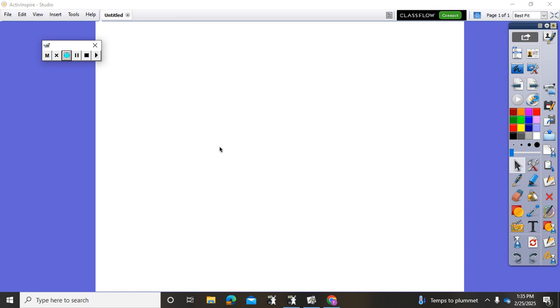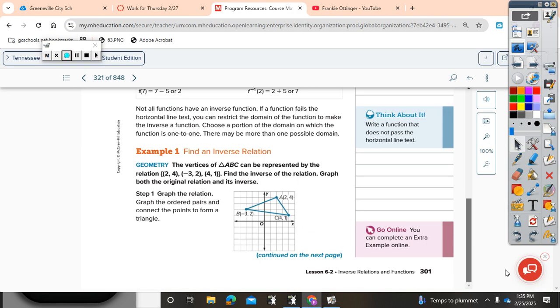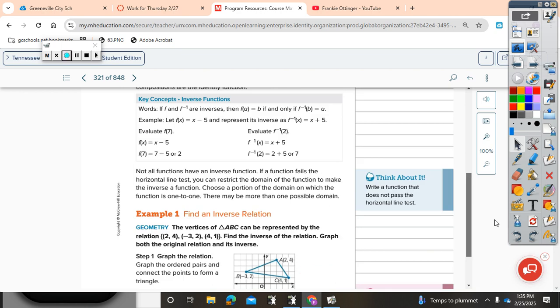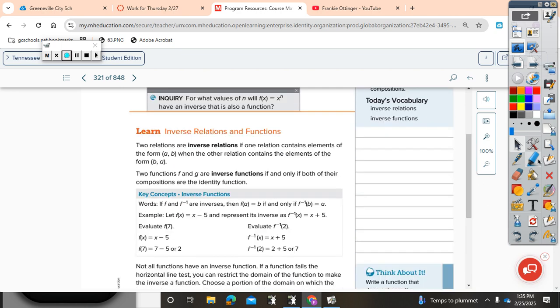Alright, this is Thursday, lesson 6-2. On page 301 is where the lesson will start. I'll probably work all the problems out of the homework section and then assign your homework, but primarily the lesson is going to be about finding inverses of functions. And so there's some important stuff right here.